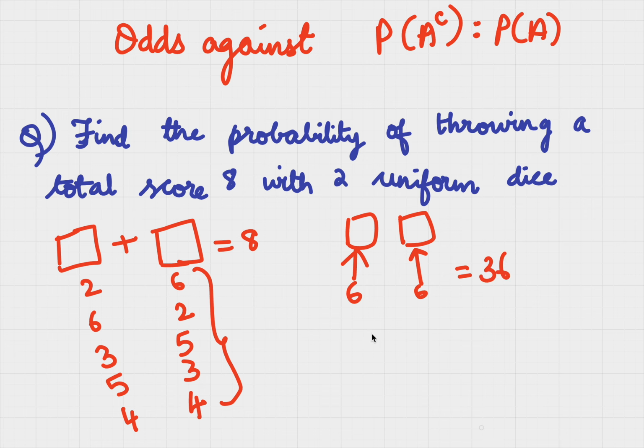Okay, we can maybe list down if we directly did not understand how it is 36. It's just a combination: 1 with 1, that means 1 on this die, and we can get another 1 on this die. Similarly, 1 on this die, 2 on this die, 1 on this die, 3 on this die, 1 on this die, 4 on this die, 1 on this die, 5 on this die, 1 on this die, 6 on this die. We got 6 possibilities.